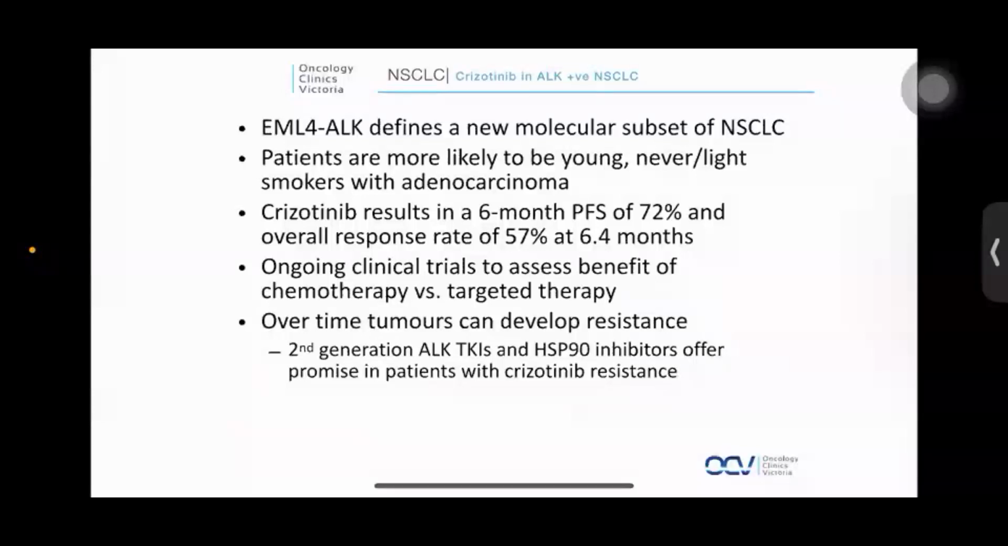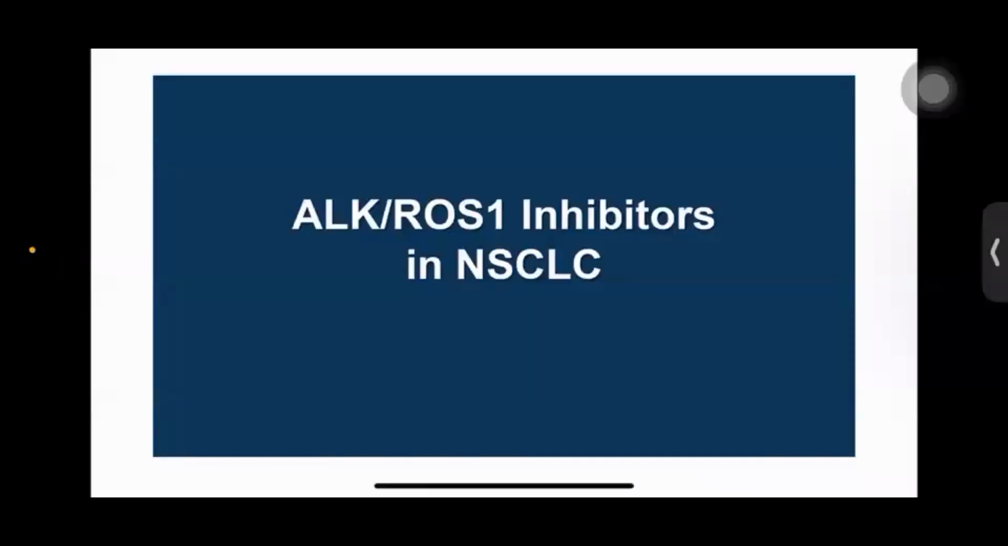And these are the conclusions for the Crizotinib trials, the initial trials for ALK inhibitors. They say that ALK was a new molecular subset of NSCLC. Crizotinib resulted in a 6-month PFS of 72% and response rates of nearly 60%. Clinical trials were ongoing, and now we know the results of these trials, which have led to a significant improvement in the survivals of ALK positive patients.